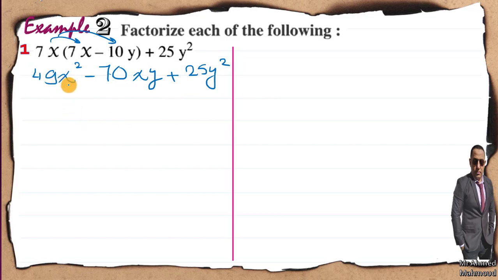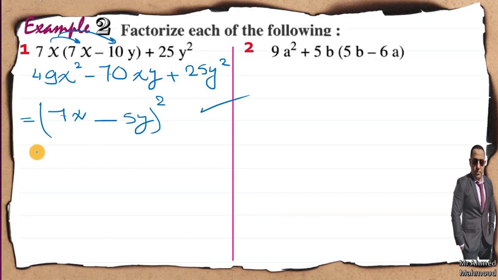By looking at this one, I have here 49, its root is 7. 25, its root is 5. So 2 times 7 times 5 equals 70. So this is a perfect square trinomial. Okay. So I'm going to factorize this one, open two brackets, power of 2. Drop down the middle sign. Root the first equals 7x. Root the third equals 5y.